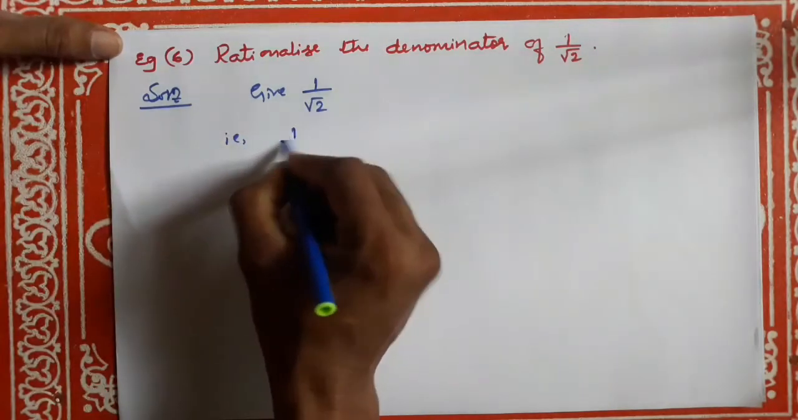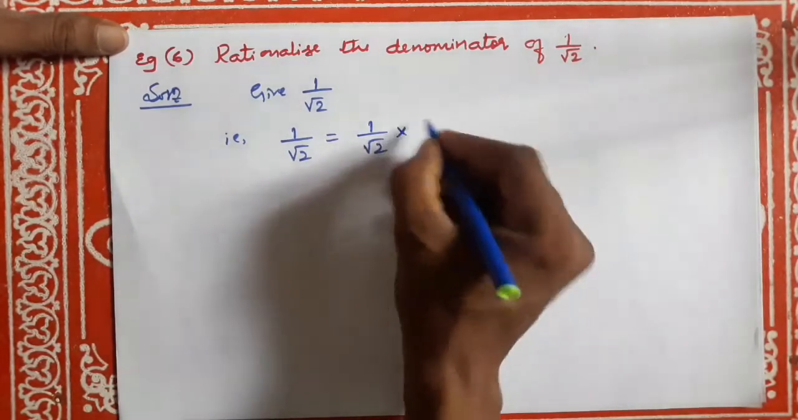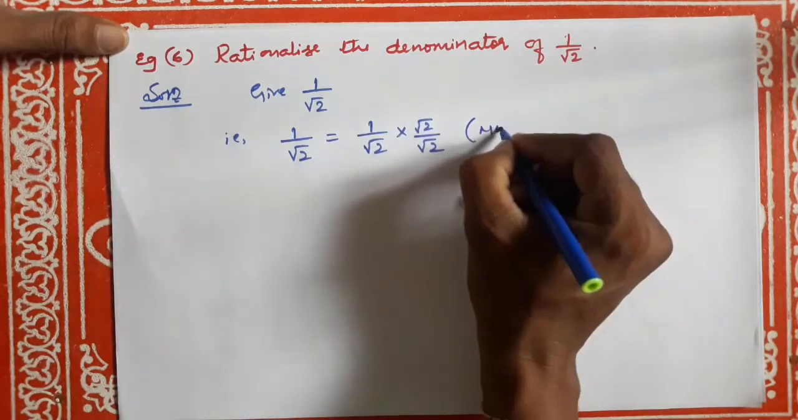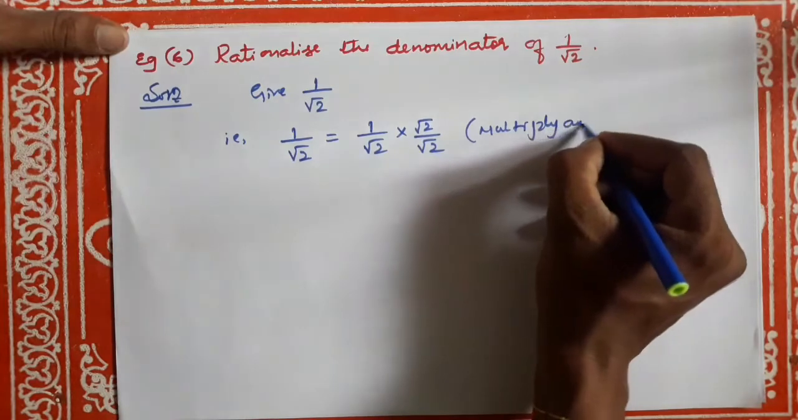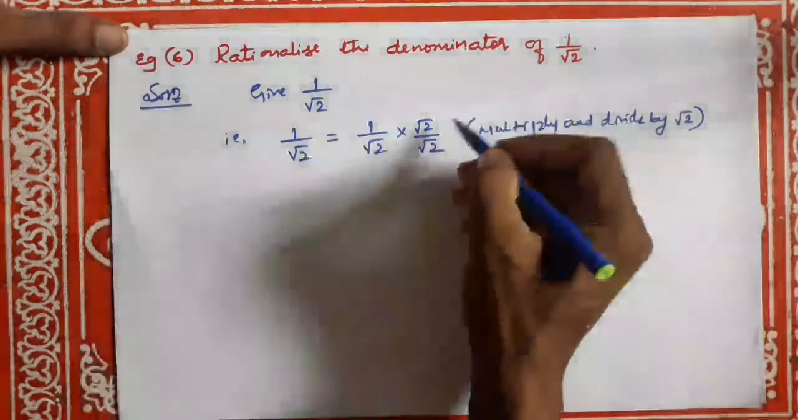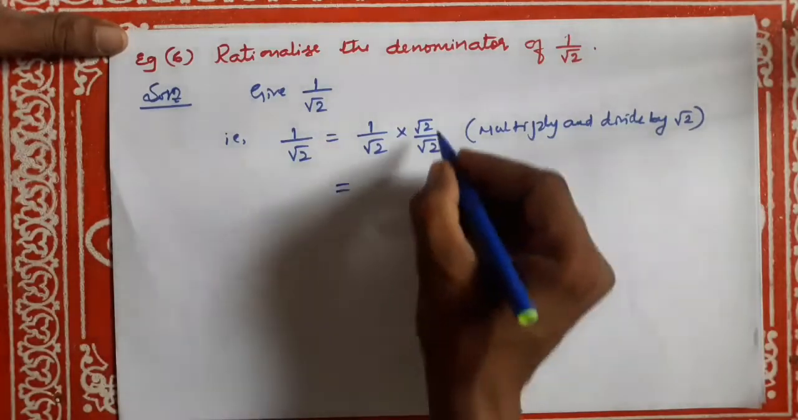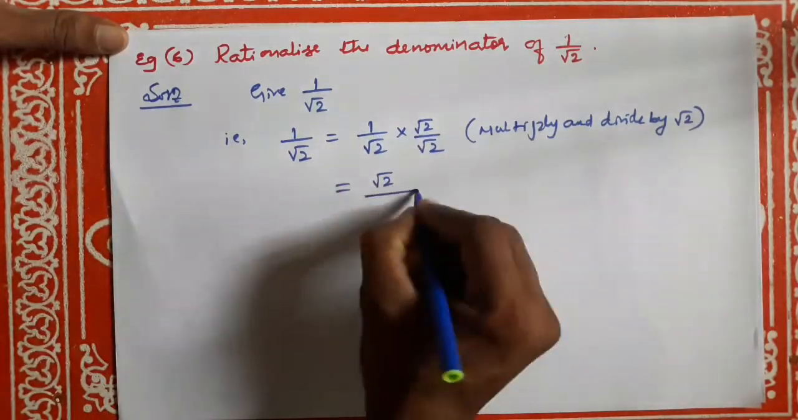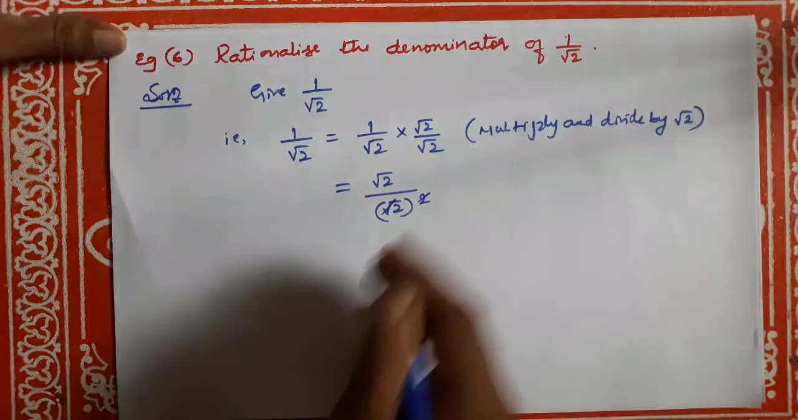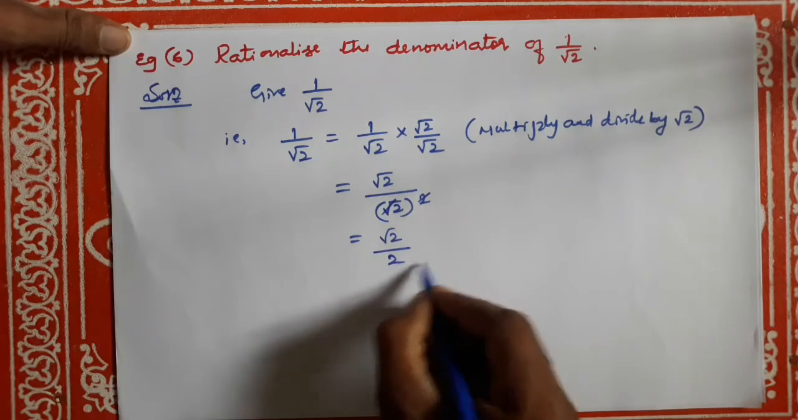That is, 1 by root 2 is equal to 1 by root 2 into root 2 divided by root 2. What have we done here? We multiplied and divided by root 2. So this is root 2 into 1, root 2, divided by root 2 into root 2, whole square. See here, the square and root 2 will get cancelled, which is equal to root 2 by 2. This is the answer.